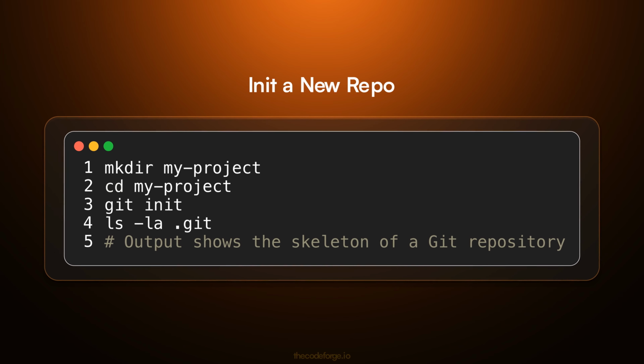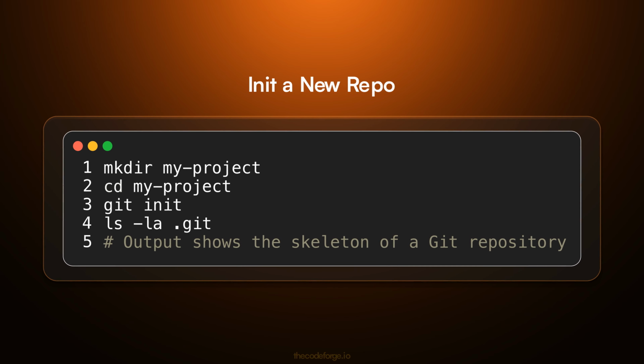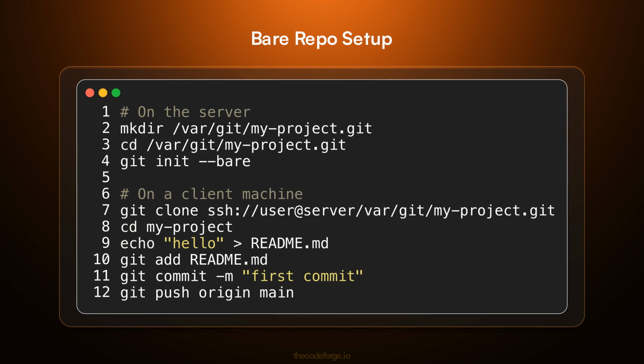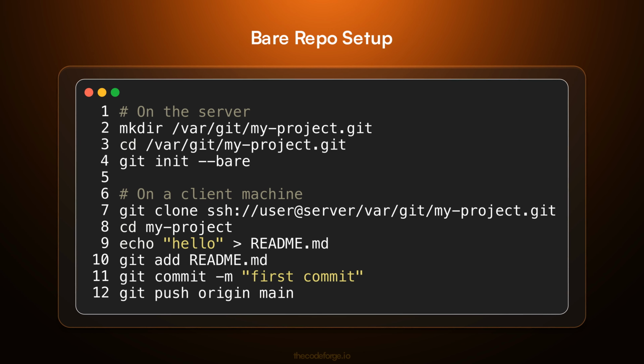Navigate to your project and run git init. Then list the .git directory to see the skeleton. For a central repository that multiple developers push to, use git init --bare. This creates a repo with no working tree, so pushes are safe.